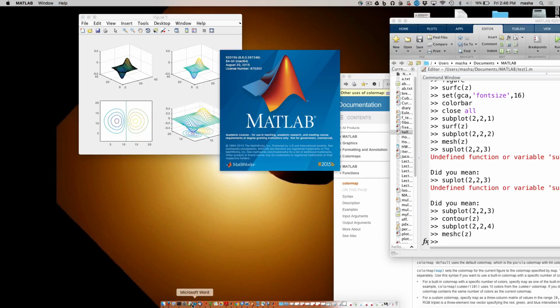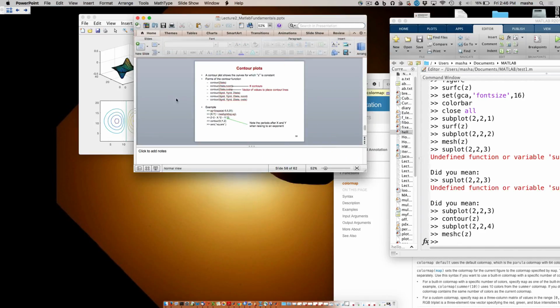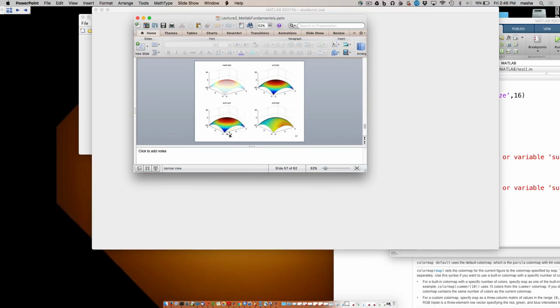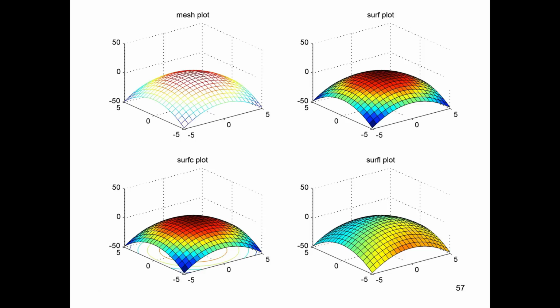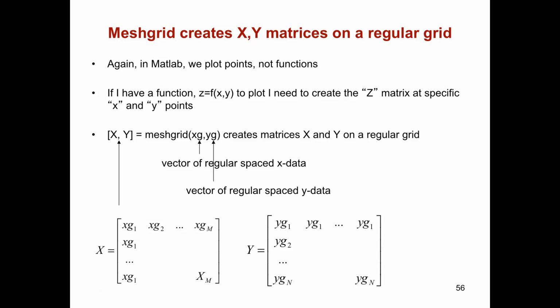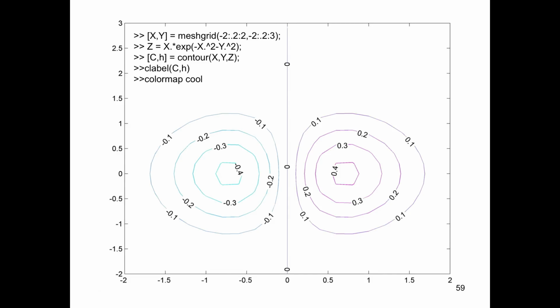All right. And guess what? This is how this plot was created. So you can modify them all as you'd like. Okay. So those are contour plots. This is one way to label: you can use clabel and it's going to label your contours. And you can change the color map. There's a cool color map and so forth.